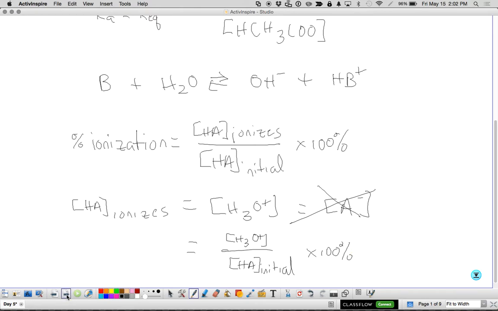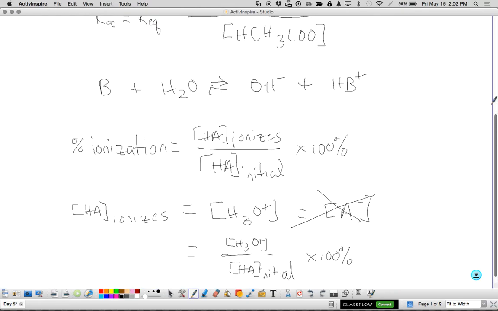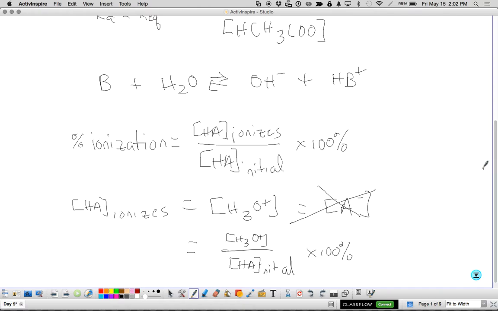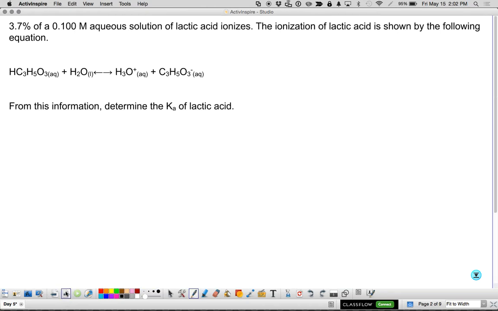Okay, so that's basically the lesson for today. There are just a couple new things here, and then there are problems. And the problems, I'll admit, get a little gory, okay? So I'm just going to go through a few sample problems. That's what we'll do, okay? So here's our first sample problem. 3.7% of a 0.100 molar aqueous solution of lactic acid ionizes. The ionization of lactic acid is shown by the following equation. And then I've got this equation, and then from this information, determine the Ka of lactic acid.